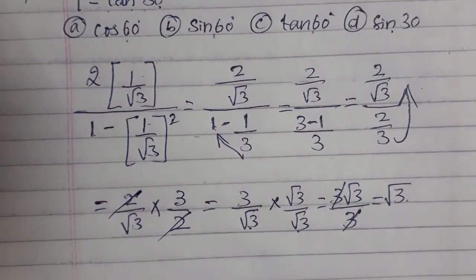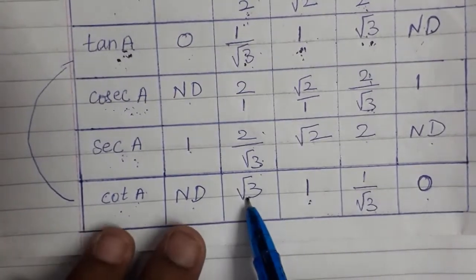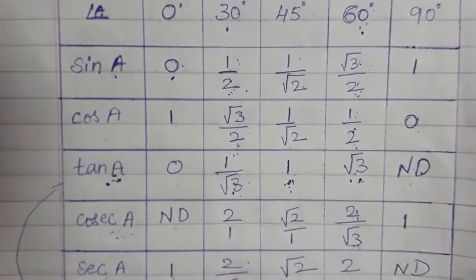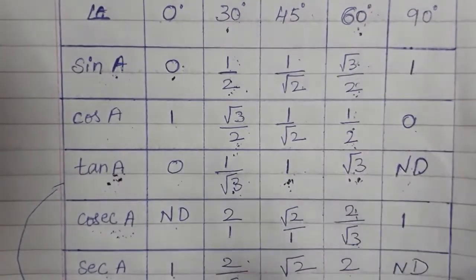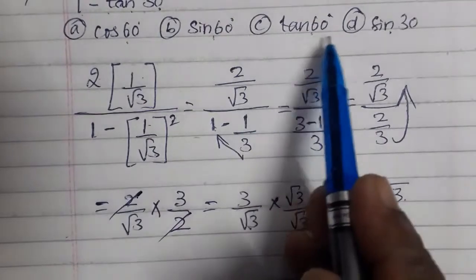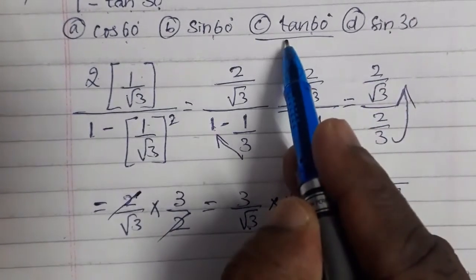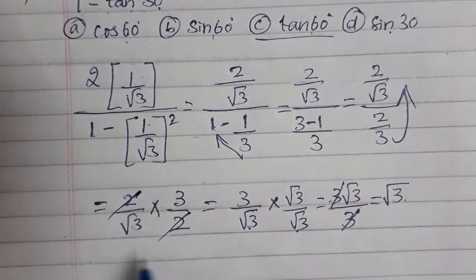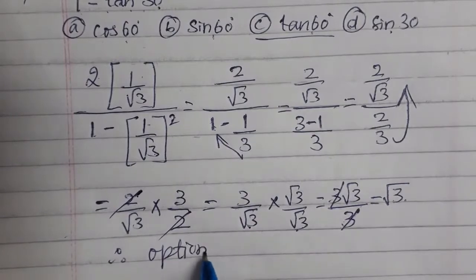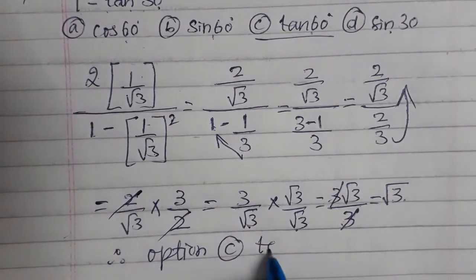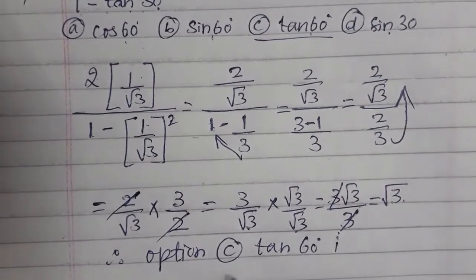Now if you remember the table, you can see cot 30 is also root 3. Tan 60 is also root 3. But in the option, cot 30 is not given, but tan 60 is given. So therefore option C, tan 60 degree.